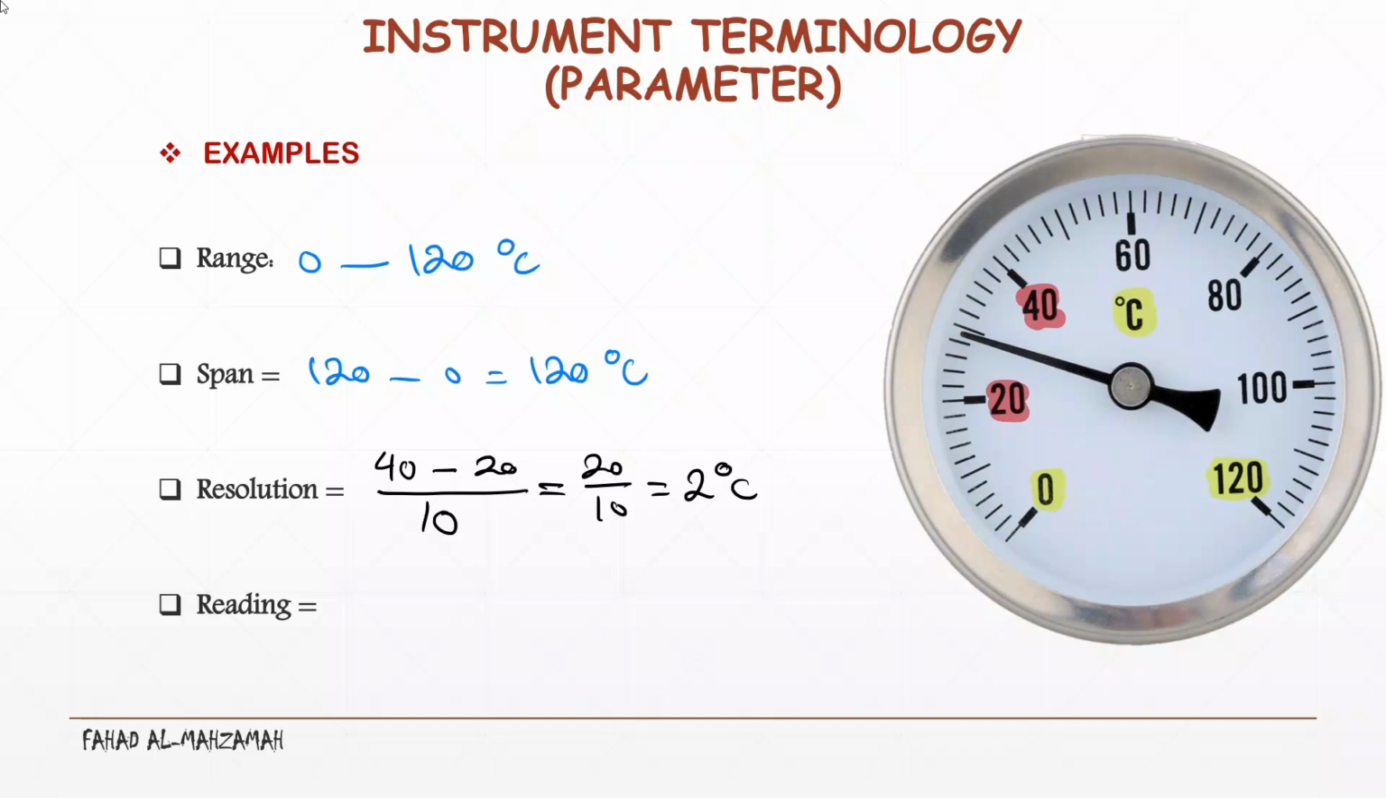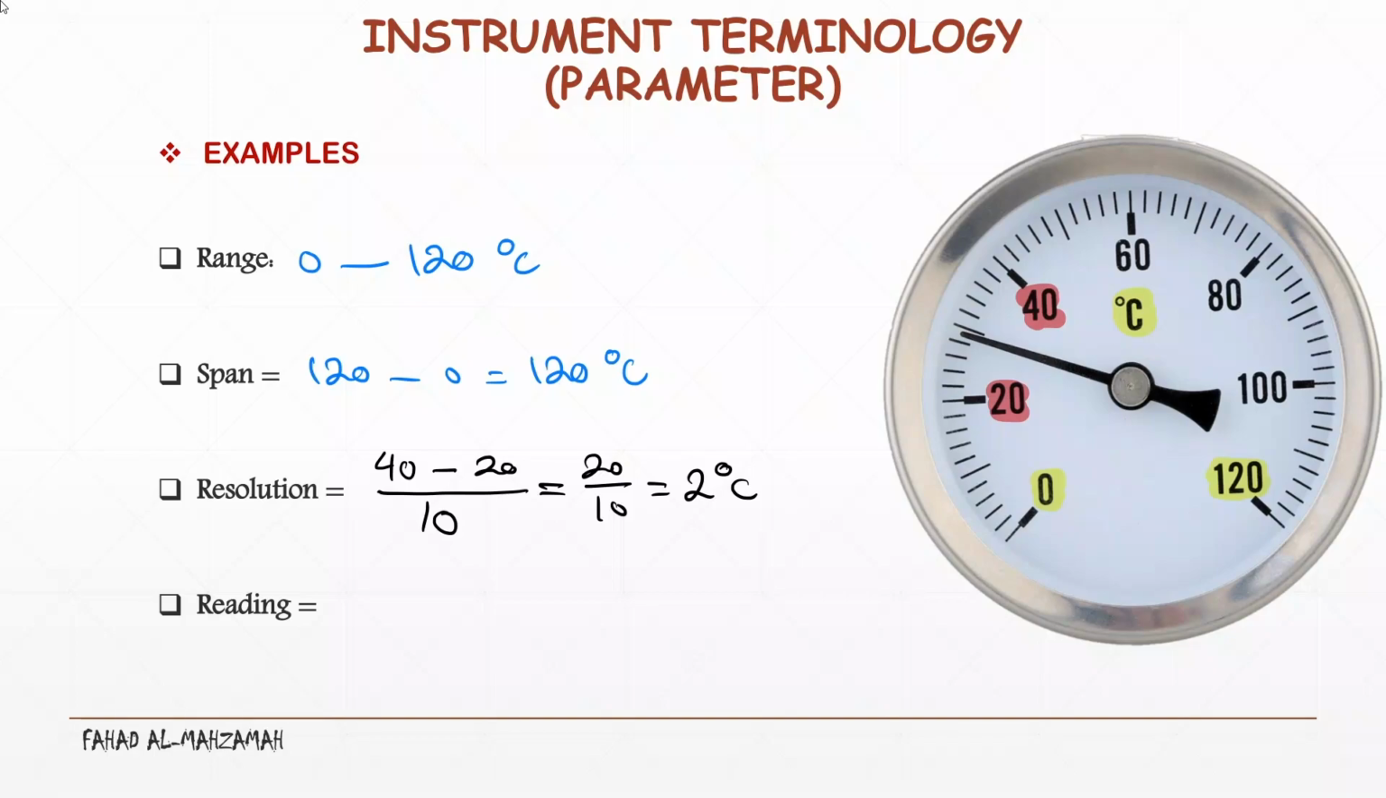And again, you need to check the whole gauge to see if it has the same resolution. So its resolution is 2 degrees Celsius. If not, you need to mention all the resolutions in the gauge and where they apply.